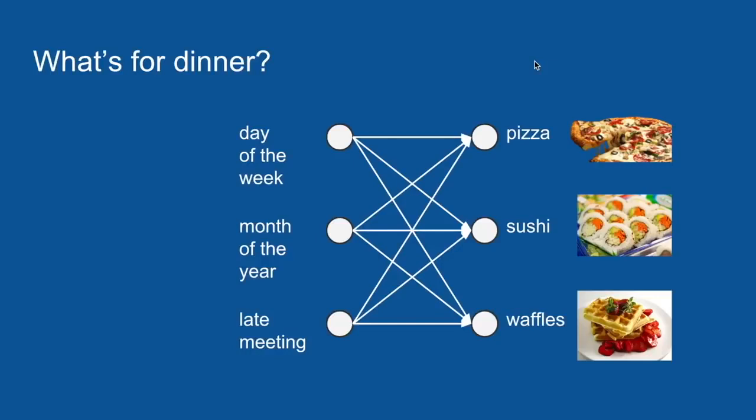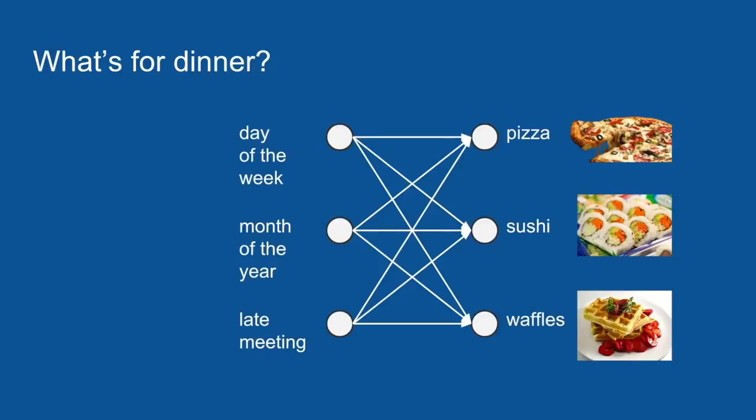Every night he cooks one of three things: sushi, waffles, or pizza. And you would like to be able to predict what you're going to have on a given night, so you can plan the rest of your day's eating accordingly. In order to predict what you're going to have for dinner, you set up a neural network.